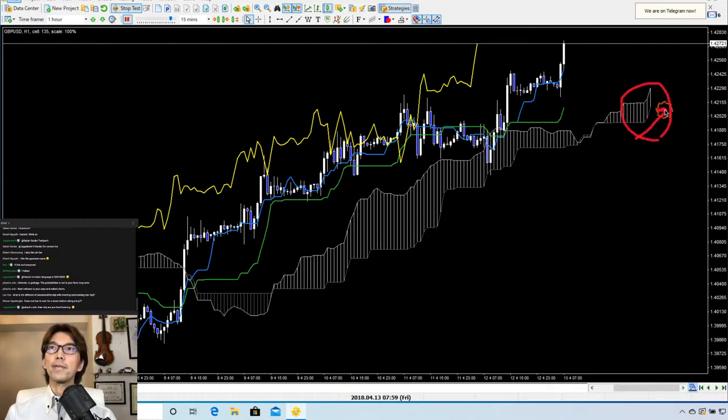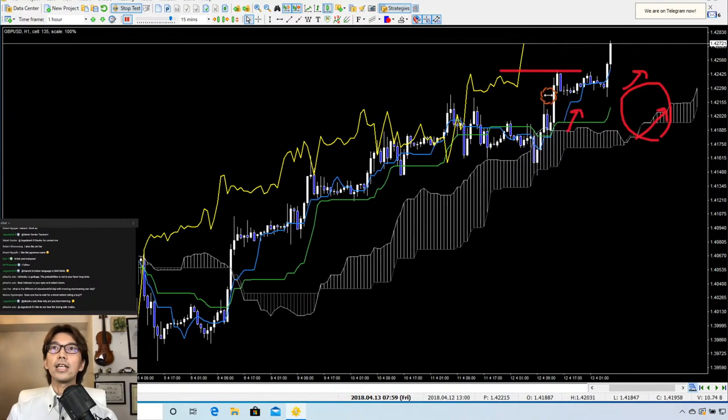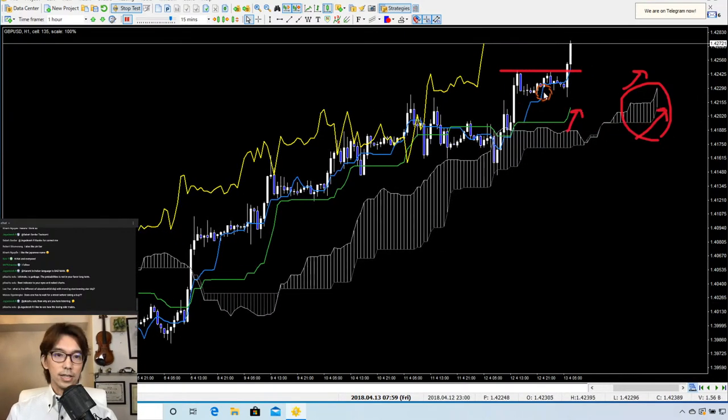The Senkospan B moving up, Senkospan A moving up, and Kijunsen moving up too. And that's because, right, there was a breakout. There was a breakout of the recent high upwards, and that's why these lines are basically moving upwards. But because we saw the Harami, right, engulfing pattern right here, the breakout to the upside was quite strong in this case, because there were lots of pending orders here.